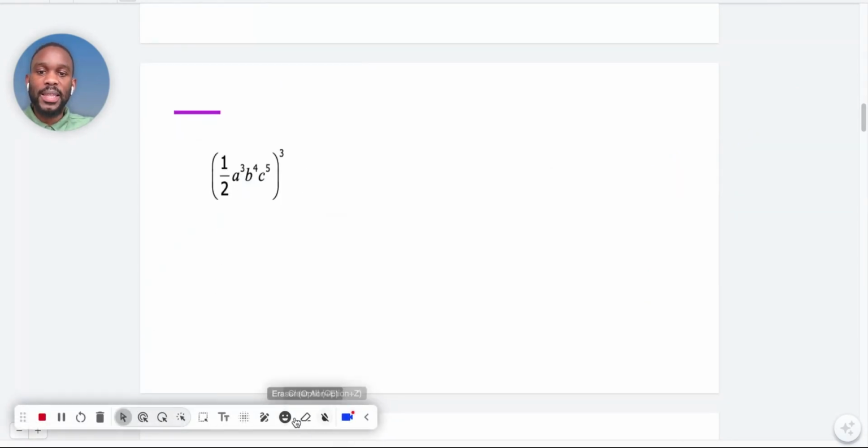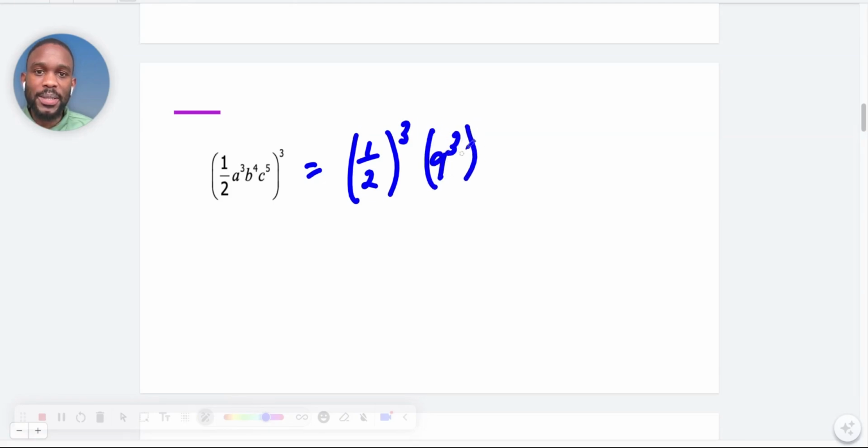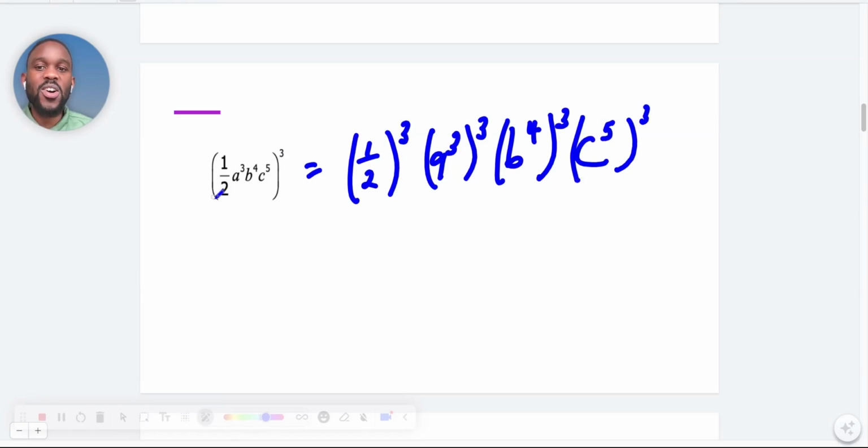What if we have something like this? This is fun actually. The bigger it is, don't get intimidated. Separate out those exponents. So when you give me something like this, what you're telling me is I'm having a half, a exponent 3, b exponent 4, c exponent 5, but this 3 is on everything. That's why they're using these parentheses. So it's a half, it has exponent 3. a to the power 3 has exponent 3. b to the power 4 has exponent 3. c exponent 5 has exponent 3. So this exponent 3 is on everything.